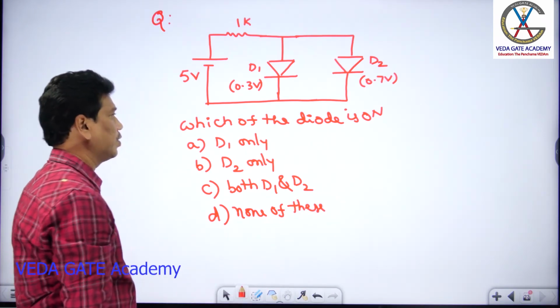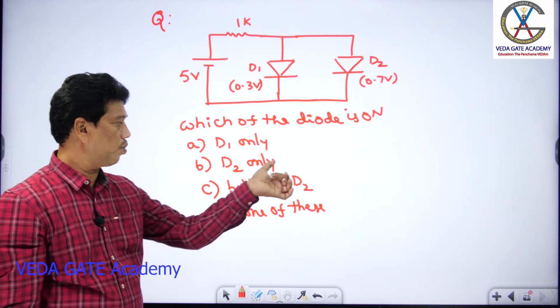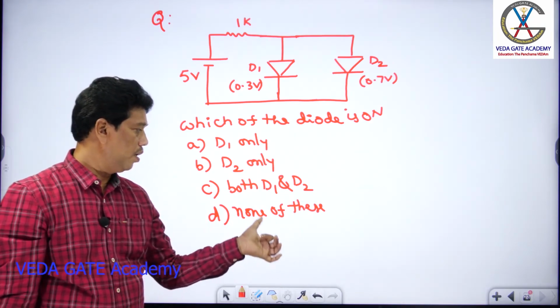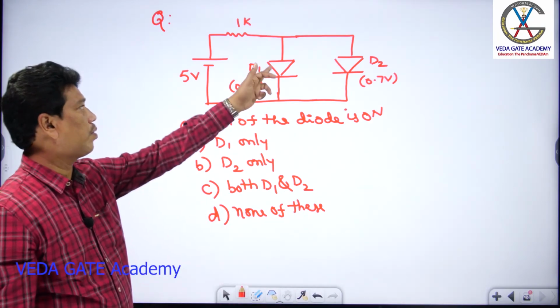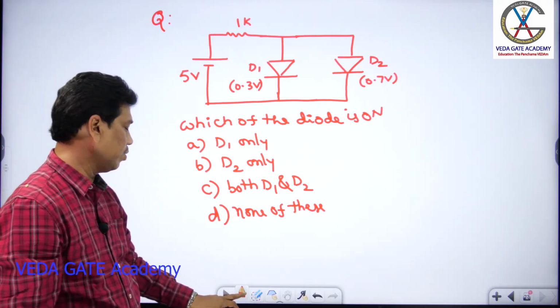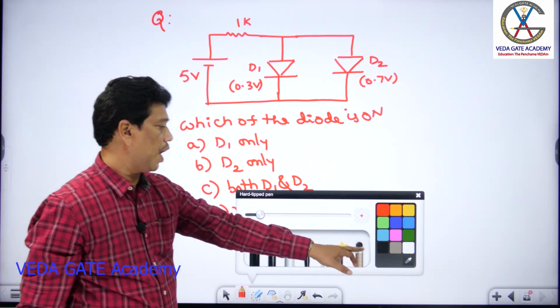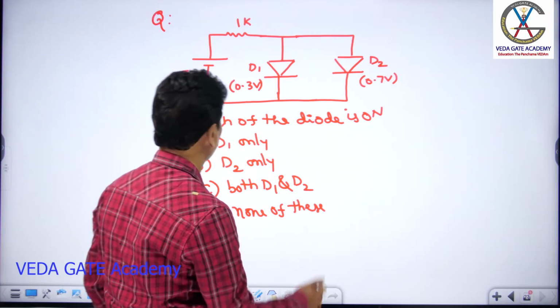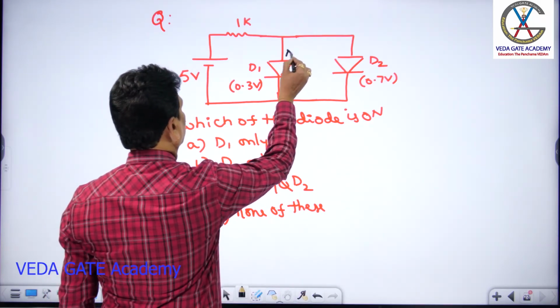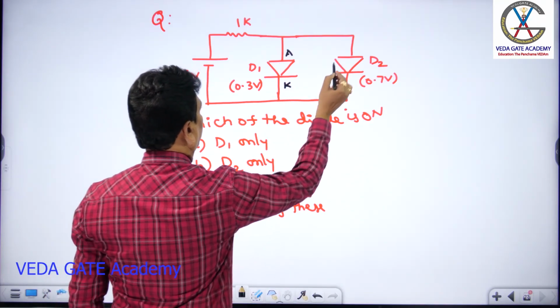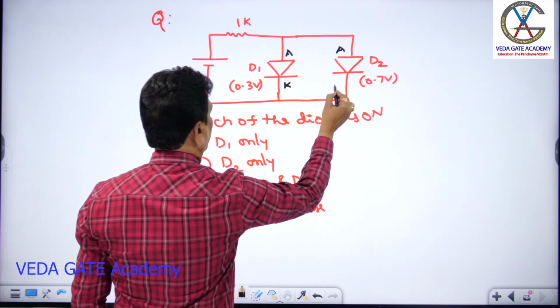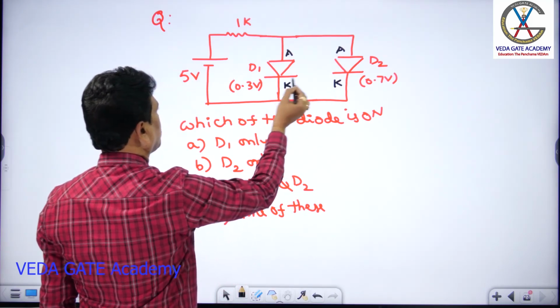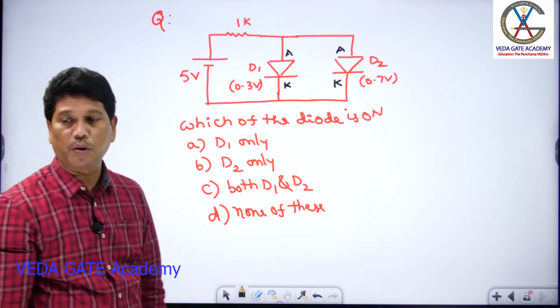So which one am I asking? That means either D1 only is on, or D2 only is on, or both D1 and D2 are on, or none of these. Let us see now. For both diodes, the anode is kept positive with respect to the cathode. This is the anode of D1, this is the cathode of D1, this is the anode of D2, and this is the cathode of D2. For both, the anode is positive with respect to the cathode, so commonly you say both are forward biased.